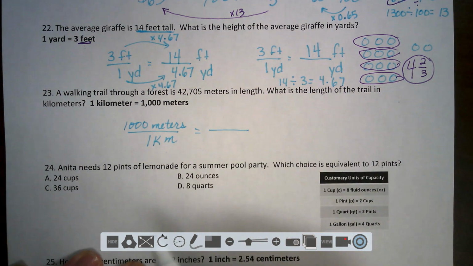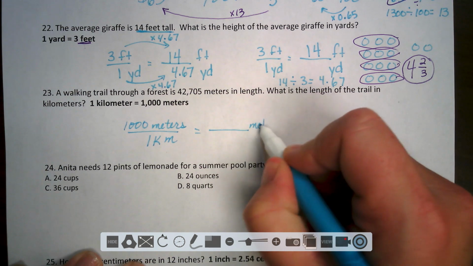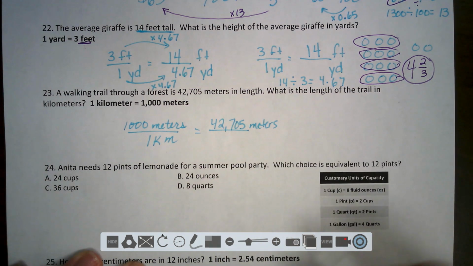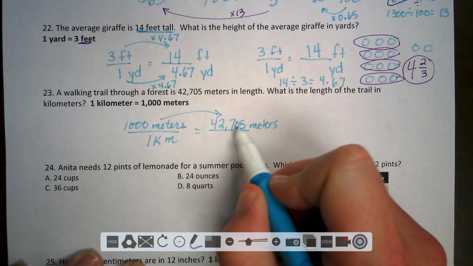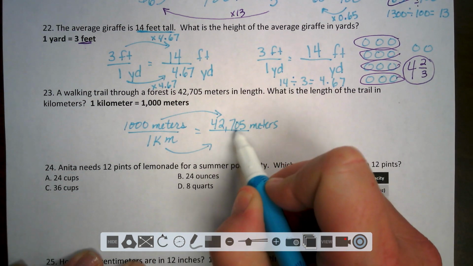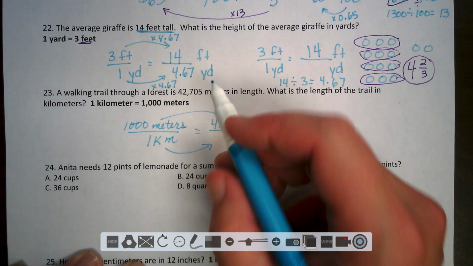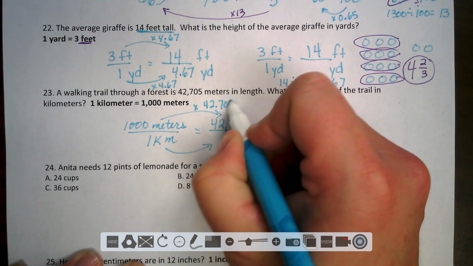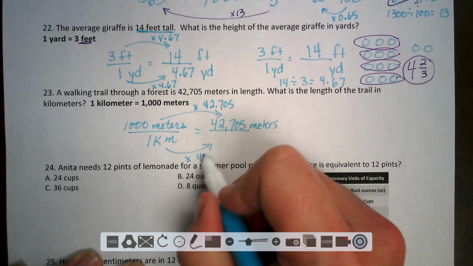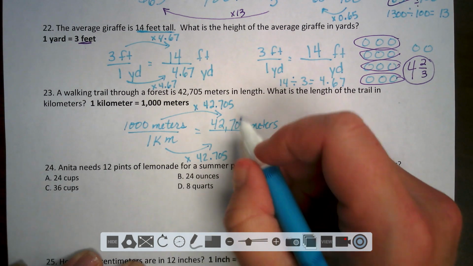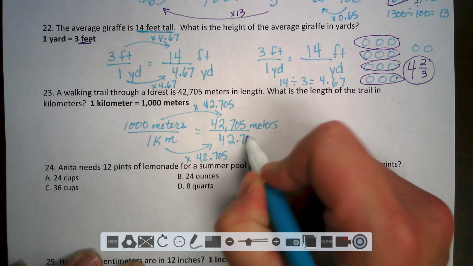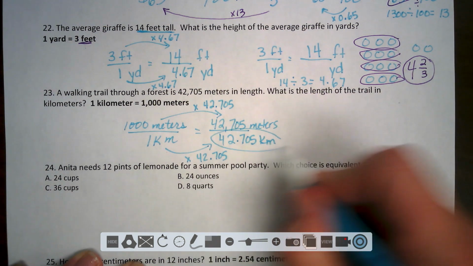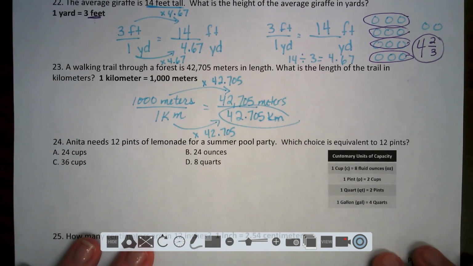And I know that this person has traveled 42,705 meters. Well, using my calculator trick by dividing 42,705 by 1,000, that's going to give me 42.705. So when I multiply by 42.705, I'm going to get 42.705 kilometers. There's your answer there.